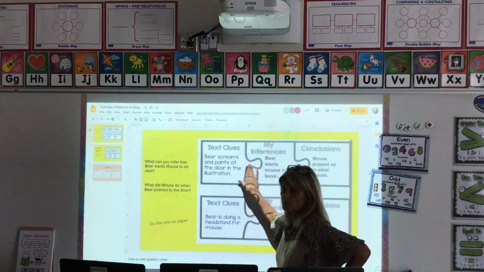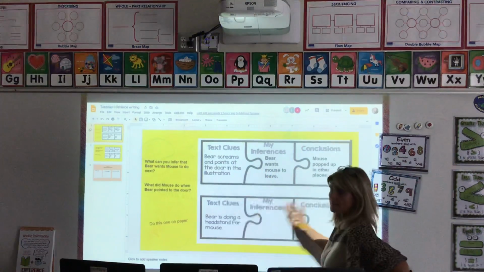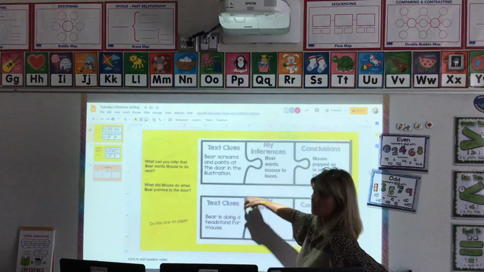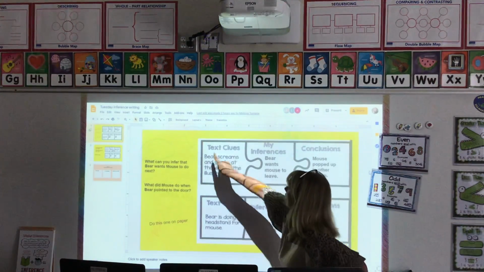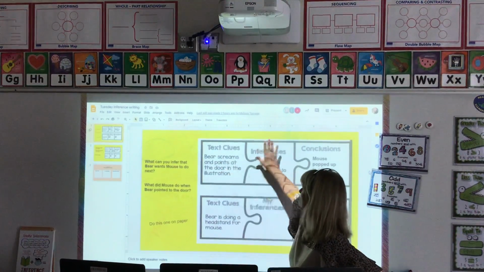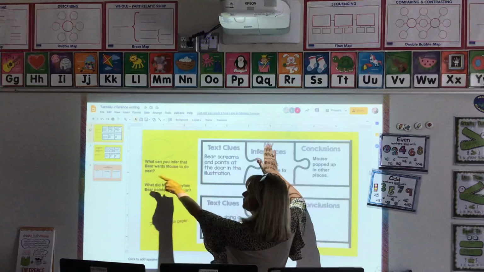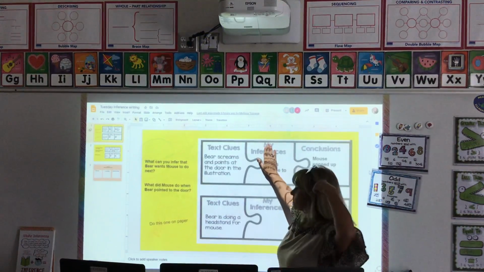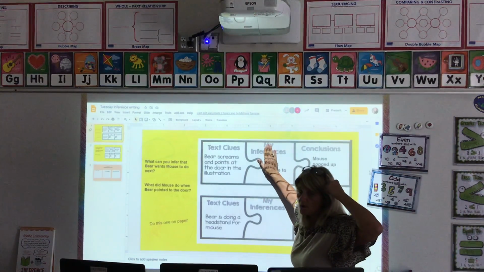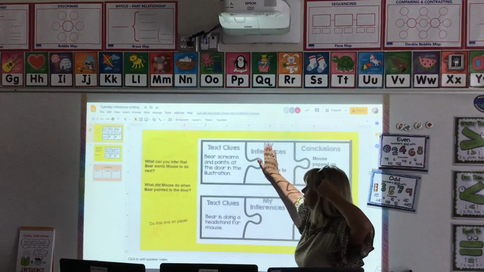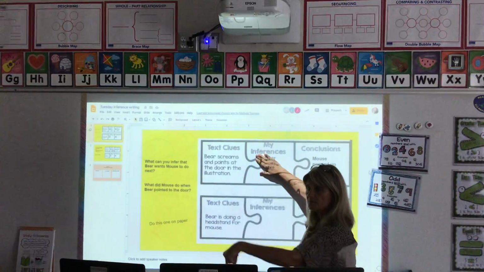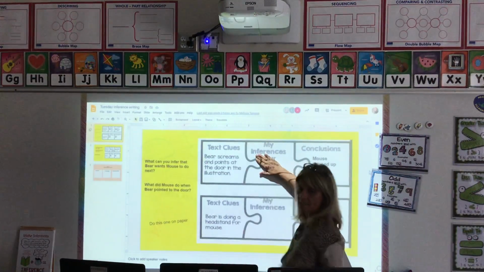Okay, so this is gonna be your homework tonight. You're not gonna write on this, but I want to give you this example. You're gonna see this on your computer tonight in Google Classroom. It says text clues. Bear screams and points at the door in the illustration. What can you infer that Bear wants Mouse to do? Think about it. Get ready to unmute. Bear screams and points at the door in the picture or in the illustration. What do you infer that Bear wants Mouse to do? Unmute. Throw it at me.